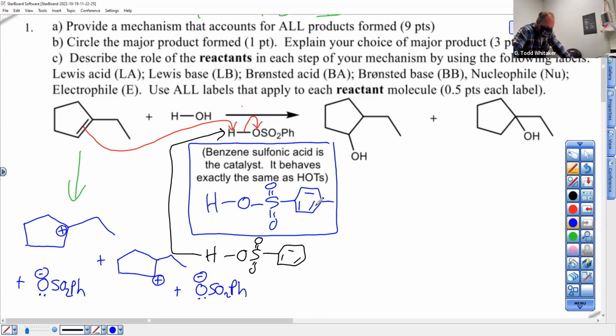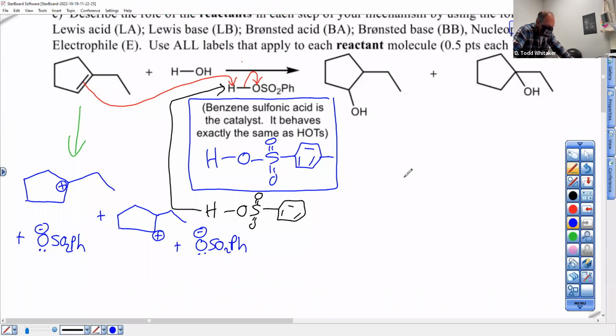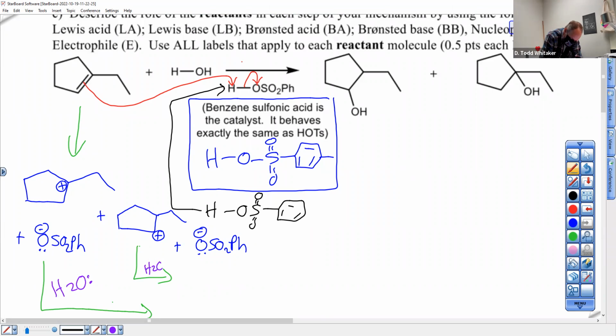Now we've got to figure out how the O gets onto the carbocation. Where does it come from? With the arrow. Yeah, but what molecule does it come from? Somebody said it. I heard it. Water. They said water. Yeah. We'll put water in purple. A lone pair on water attacks. A lone pair on water attacks.